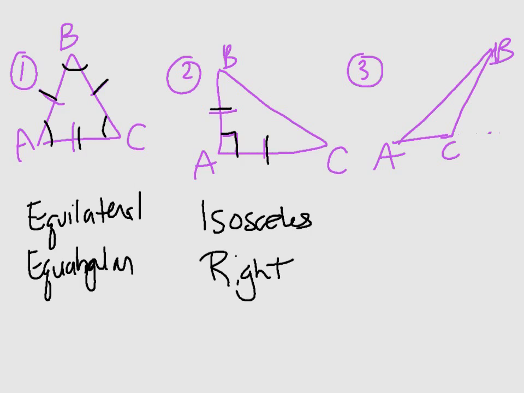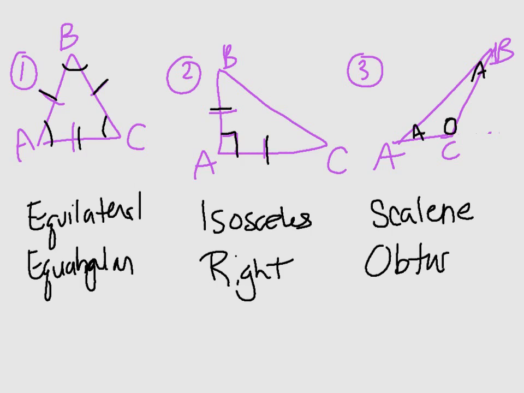All right, last but not least, we have this. If we look at the sides, there are no markings whatsoever on here. So if there's no markings, nothing's equal. It's going to be scalene. Now if we look at the angles, we can clearly see this would be acute, this is acute, this is obtuse. So since there's one obtuse angle, this is going to be an obtuse triangle.